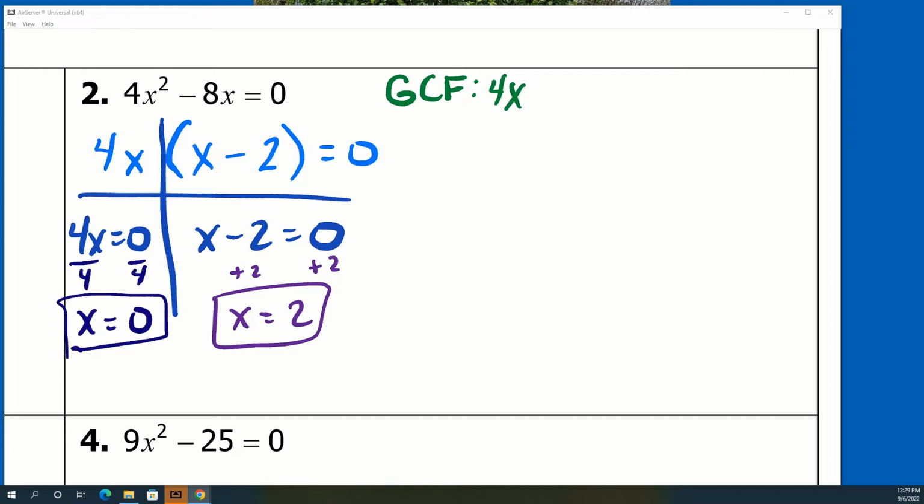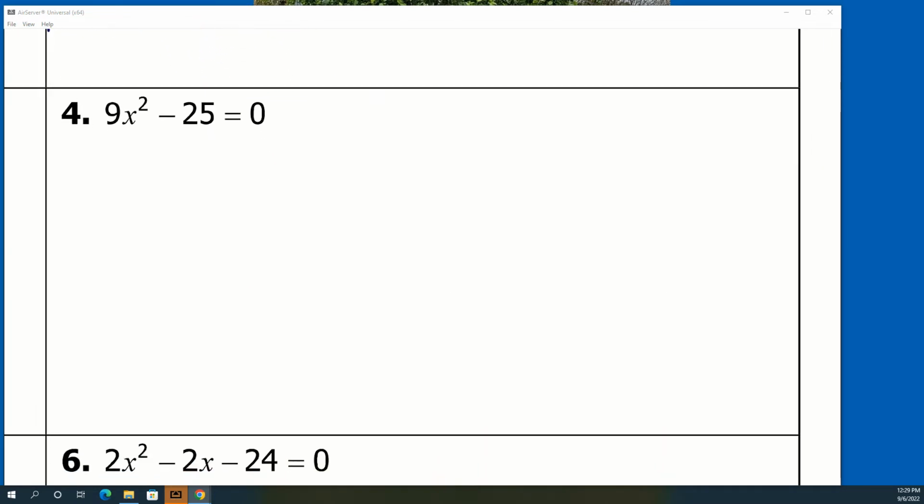All right, so that's what you do whenever it's a GCF. The next one is going to be different. So 9x squared and 25 do not have a common factor, but there's only 2 terms. So are they both perfect squares? Is 9x squared a perfect square? Is 25 a perfect square? Yes. So this is the difference of squares.